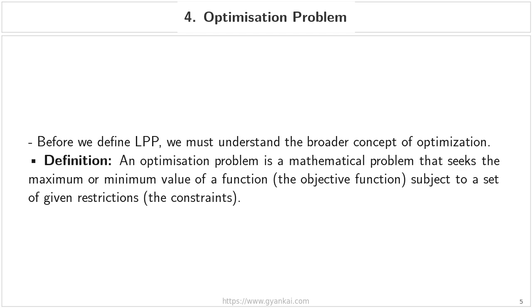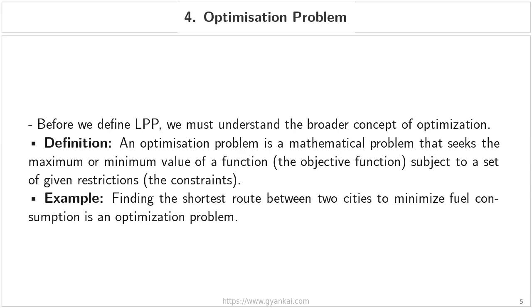By definition, an optimization problem is any mathematical challenge where we are searching for the absolute best possible value, either the maximum or the minimum, of a specific function, which we call the objective function. However, we aren't just searching blindly. This search is always performed subject to a set of given restrictions, which we've already learned to call constraints.